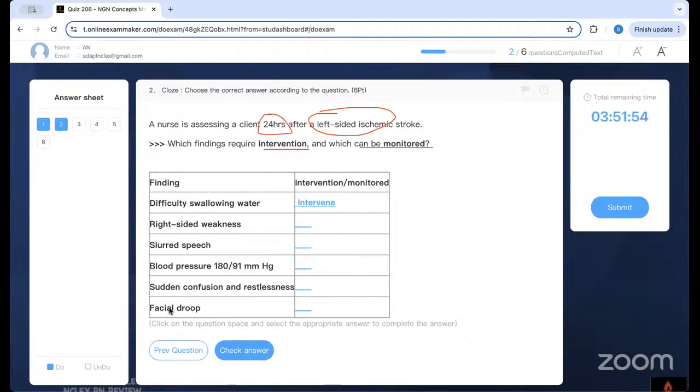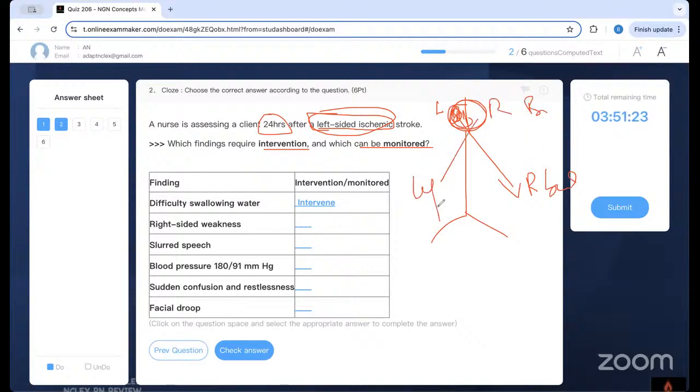Right-sided weakness. You see, they put left-sided stroke. I have a bunch of neuro questions on neuro review on stroke. You have to know this. Your body is divided into two, and your brain does different things. The left side of your brain controls the right side of your body, and the right side of your brain controls the left side of your body.